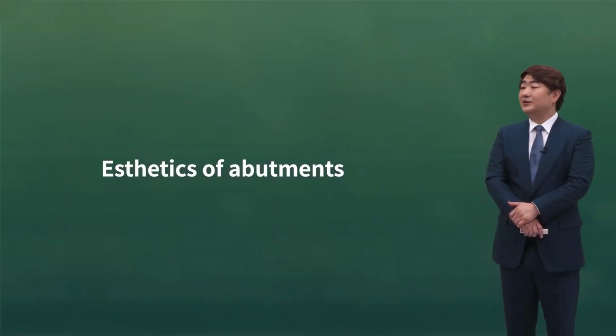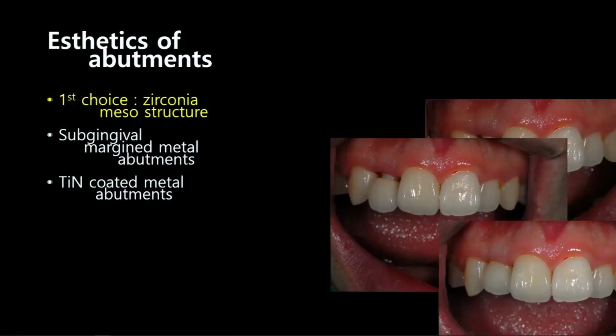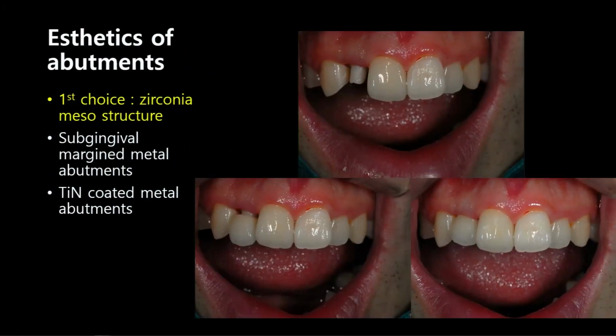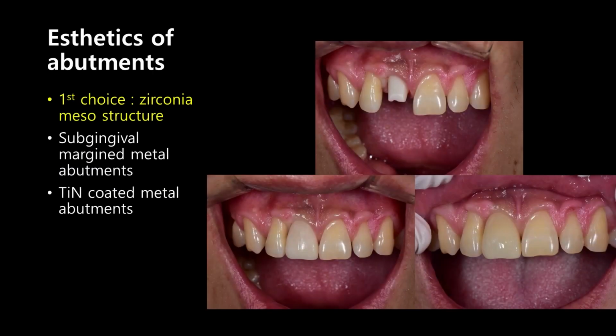Now, aesthetics of abutments. First, what I recommend is zirconia mesostructure, in other words, zirconia abutment using the link structure. For this person, abutment is put in and crown is put in, and the gingiva is the same color as what's around. The gingiva is a bit thick, so any abutment would have been okay.